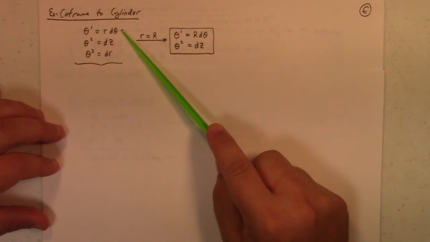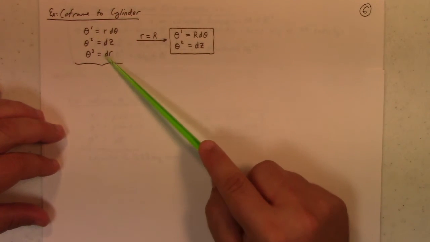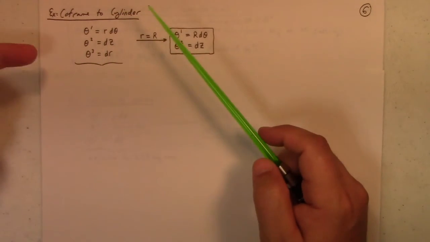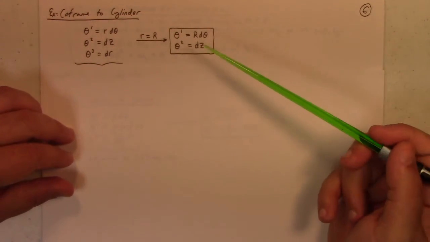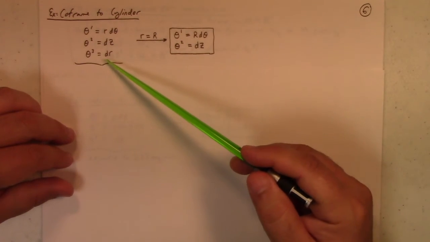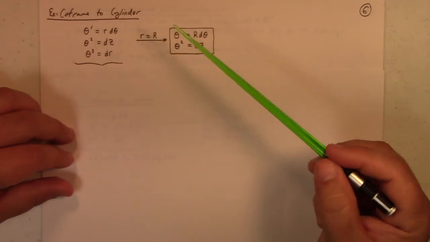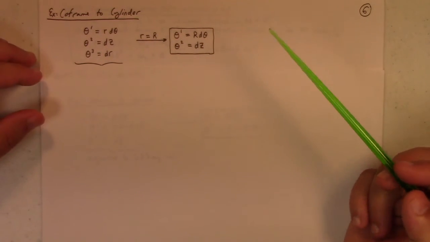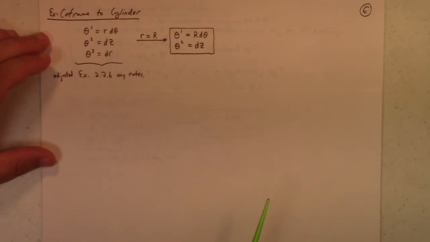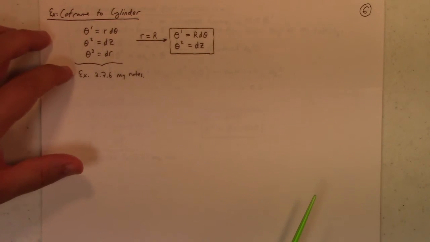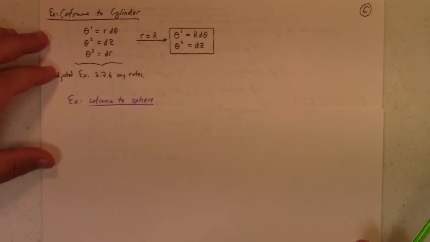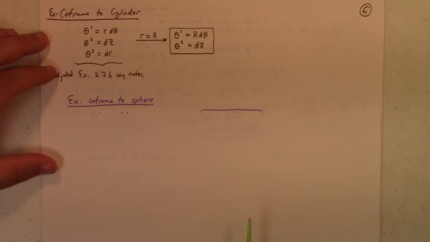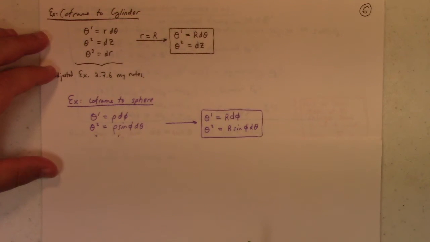Theta 1 is R d theta, theta 2 is dz, theta 3 is dr. So I just relabeled the order of the frame. Having done that, my theta 3 is identically 0 on the cylinder, r equal to R, and then I've got theta 1 is R d theta, and theta 2 is dz. There you go, there's the coframe to the cylinder. This is an adjusted version of example 2.7.6 of my notes, back when I was typing them, before I got busy. And who knows, maybe I'll come back to that sometime.